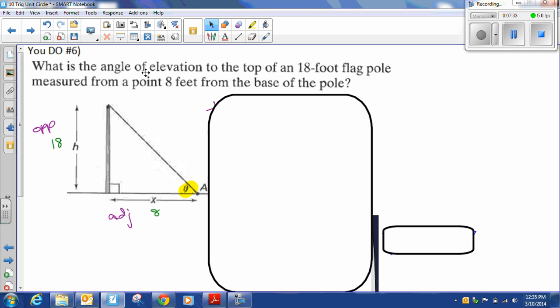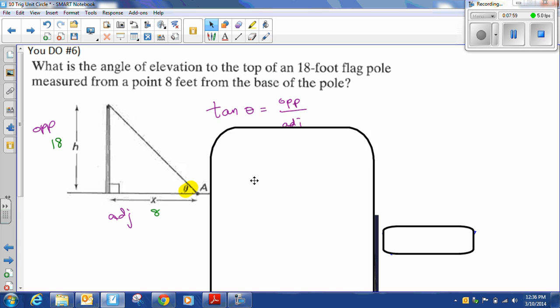So here we have number 6. What is the angle of elevation to the top of the 18-foot flagpole measured from a point 8 feet from the base of the pole? So this is similar to the tree problem, except now instead of finding the height of the tree, we're actually looking for the angle of elevation. So we're going to use, because it's opposite and adjacent, tangent, because tangent of theta equals opposite over adjacent.